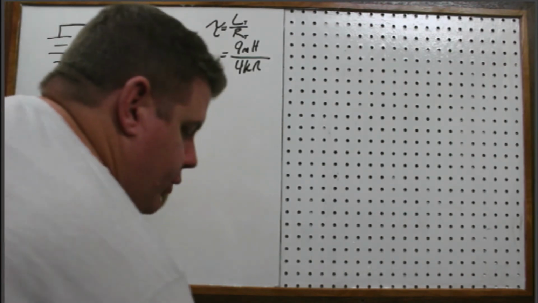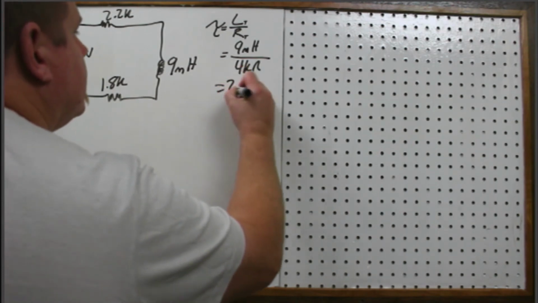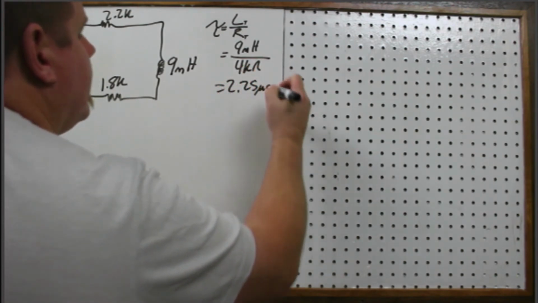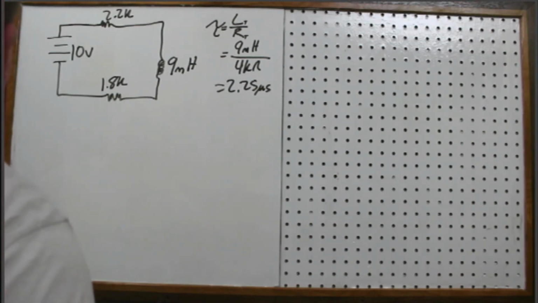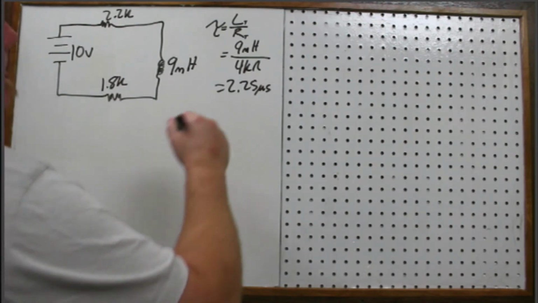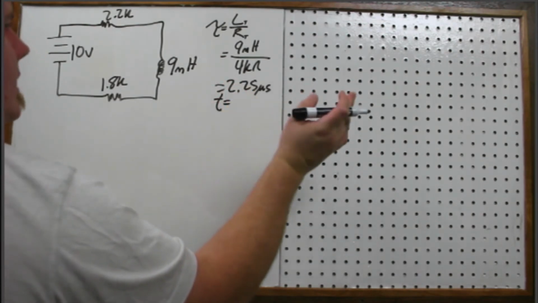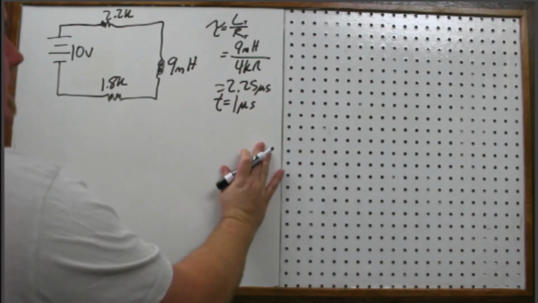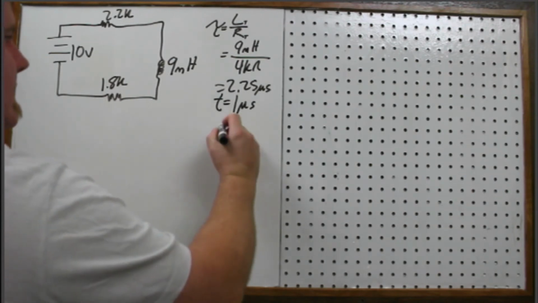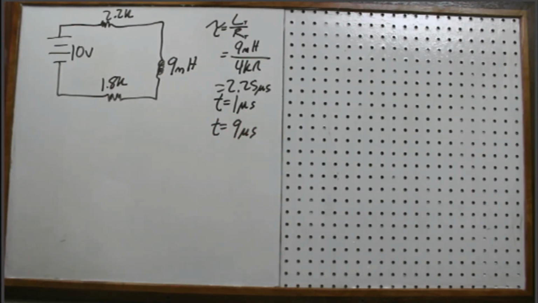And I get 2.25 microseconds. So that puts us at just after 10.25 at 5 tau. Okay, so let's look at t equals 1 microsecond, so quicker. And then let's look at t equals 9 microseconds, so before 5 tau.